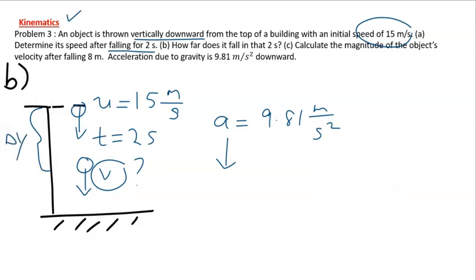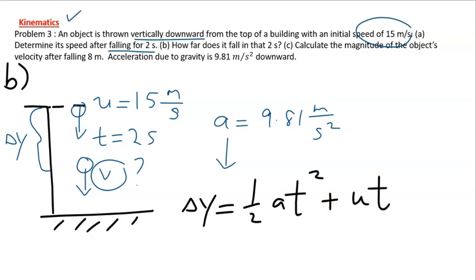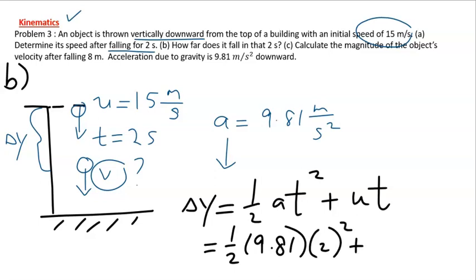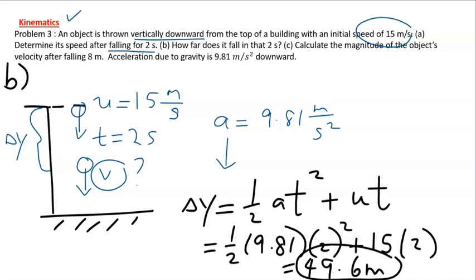Now we can find delta y by using the second equation of kinematics, which is the distance it travels equals half times the acceleration times the time it takes to travel that distance squared, plus the initial speed times that time. So now we know that the acceleration is 9.81. Time it takes is 2, so that's 2 squared. Initial velocity is 15 meters per second downward, times again 2, which is 49.6 meters. So that is the distance it has fallen.